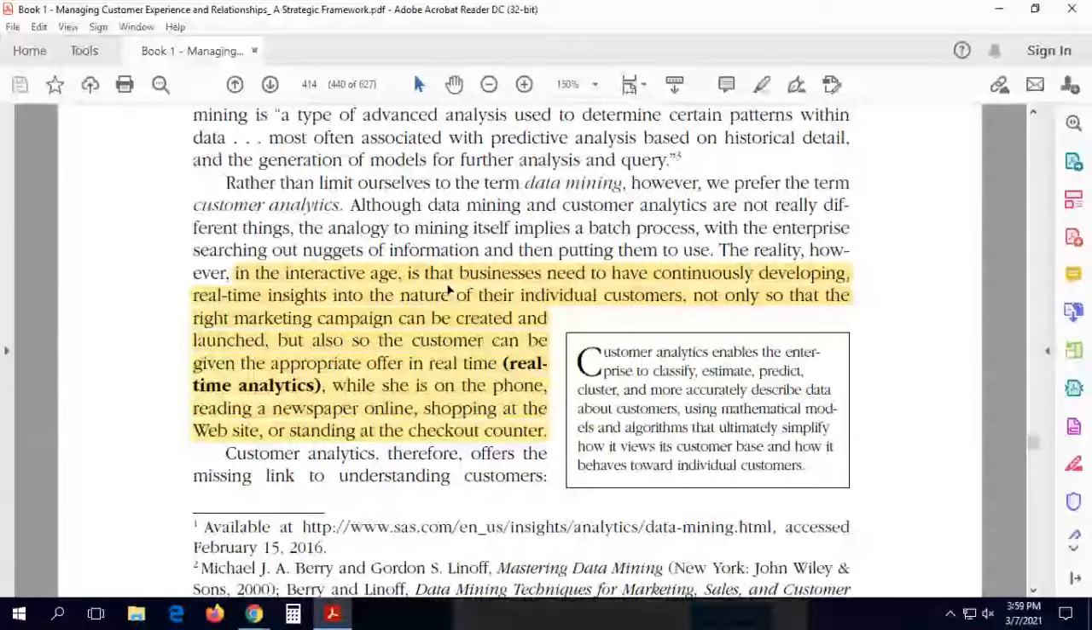In the interactive age, businesses need to have continuously developing real-time insights into the nature of their individual customers.